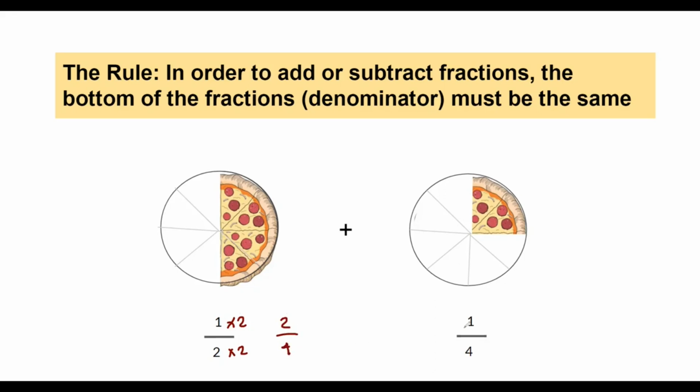We add the tops. 1 plus 2 is 3, and we don't add the bottom. We just leave the denominator alone. And that gives us an answer of 3/4. And hopefully you could see that if we combined these pictures and we move this piece over here, that would be 3/4 of a pizza. So that makes a lot of sense.